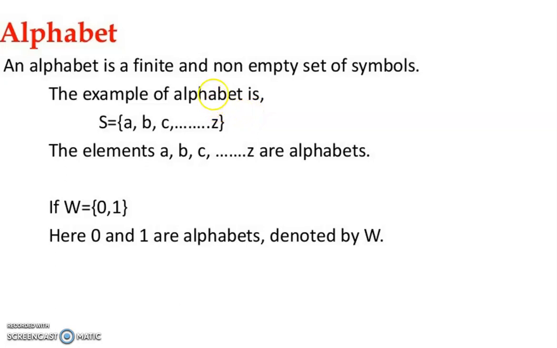So, what is an alphabet? An alphabet is a finite and non-empty set of symbols. An example of an alphabet is A, B, C, D, up to Z. The elements A, B, C, D, Z are the alphabet. If Σ is equal to {0, 1}, here 0 and 1 are the alphabet, denoted by Σ.